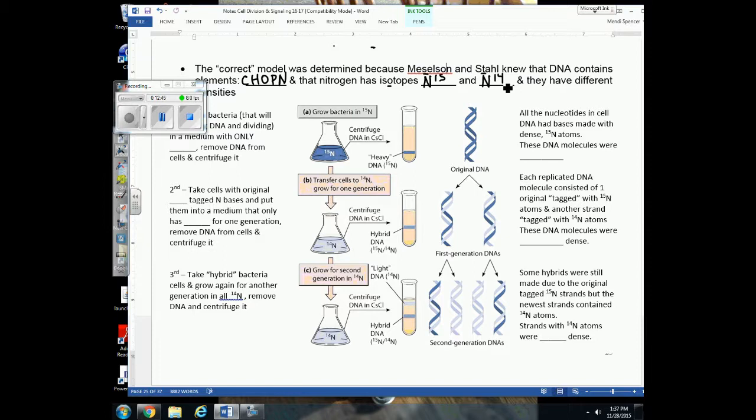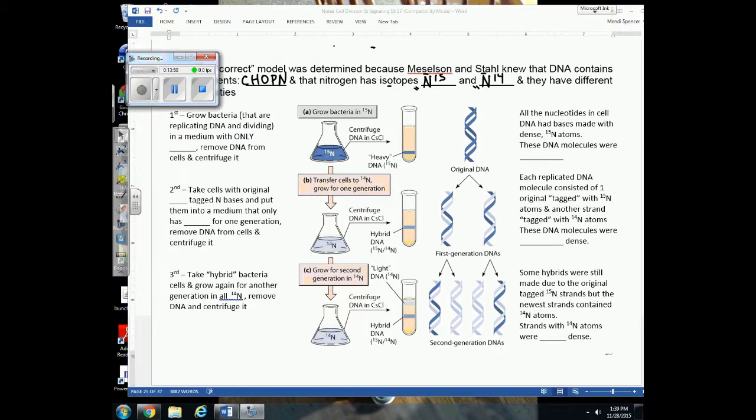Now remember, the bases of DNA, adenine, guanine, cytosine, and thymine, contain nitrogen. So when DNA is being synthesized, if you only give the cells access to nitrogen 15, then that's the only thing that they can build their DNA with. If we just add nitrogen 14 to a medium where there are cells that are actively dividing and replicating their DNA, then the only thing they're going to be able to use to make their DNA is this nitrogen 14.